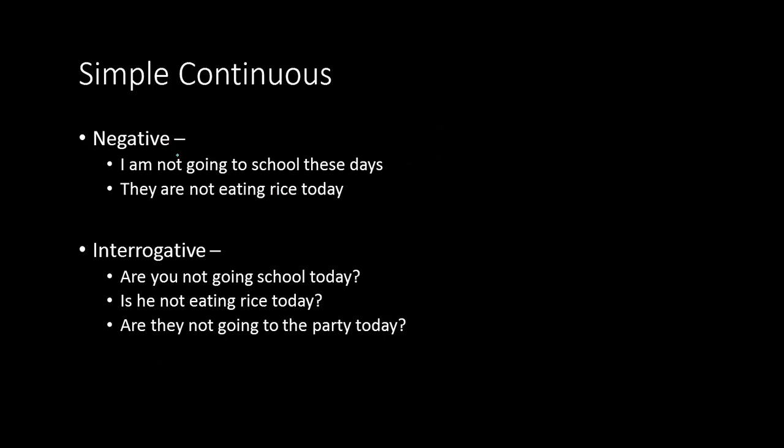We can also talk about the negative and the interrogative sentence in simple continuous. Negative sentence could be I am not going to school these days. So you're basically talking about something that you are not doing anymore. They are not eating rice today. So it can be used in 2 ways. I am not going to school these days.